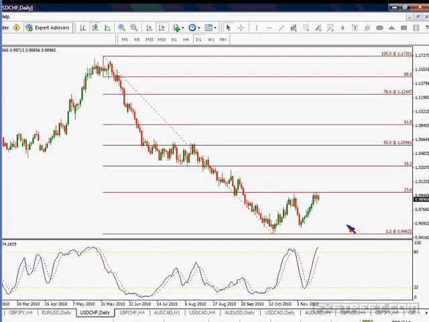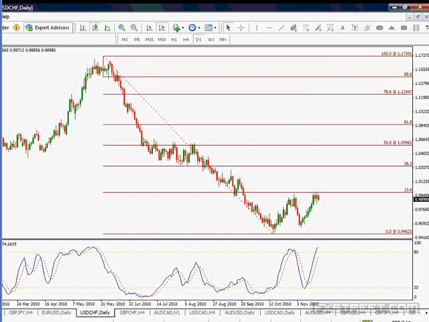As of now, price is stopped exactly at 23.6. Now price tends to respect these levels. Let's take it on the weekly. If I wanted to plot my fans, earlier I'm just giving you an example, I would have probably plotted my fans, let's say from this swing high to this swing low.